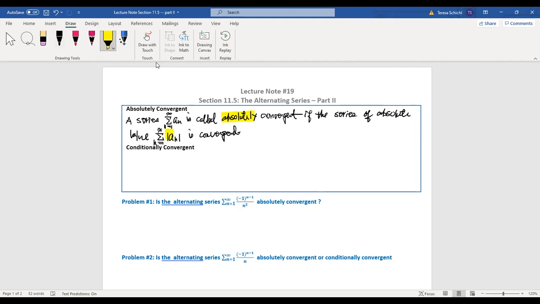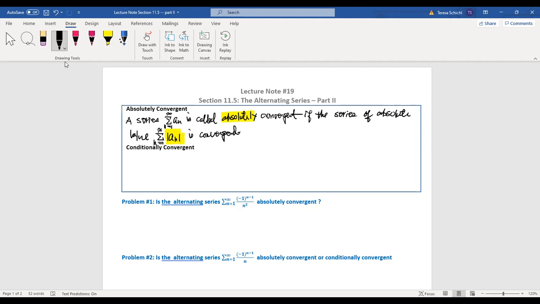That means if you take the absolute value of the series. That's why we put these topics under the alternating series, because the alternating series has negatives and positives, right? So what happens if you let it all become positive and put absolute values here? This is what we call absolute convergence, if the absolute value series converges.